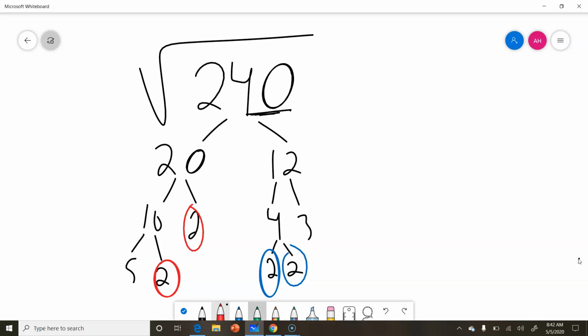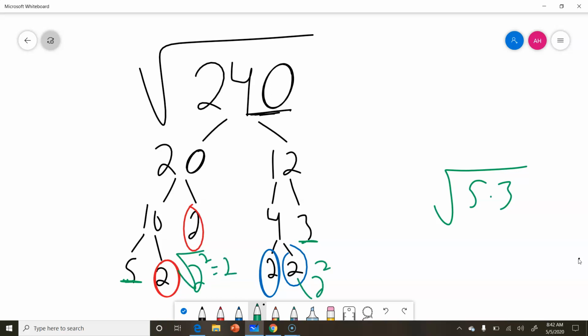Now what do I have left? I better circle him, right? The green is a 5 and a 3. So that means in the square root sign, I'm going to have 5 times 3. And outside of it here, I have 2 squared there and 2 squared there. So when I take the square root of that, that becomes 2. Take the square root of that, that becomes 2. So then I have 2 times 2 on the outside.